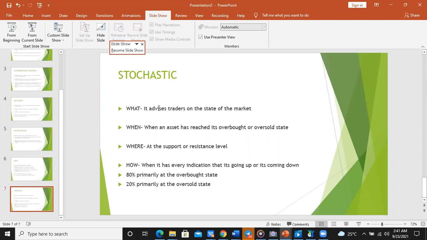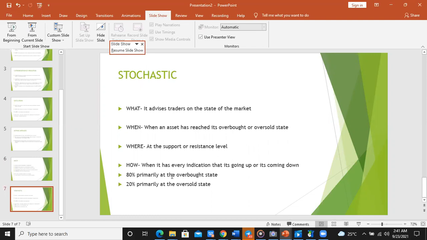Now, the stochastic advises traders on the state of the market. Now, when are you to use it? When an asset has reached its overbought or oversold state. Now, where are you to use it? At the support or resistance level. And when are you to use it? When it has every indication that it's going up or it's coming down.